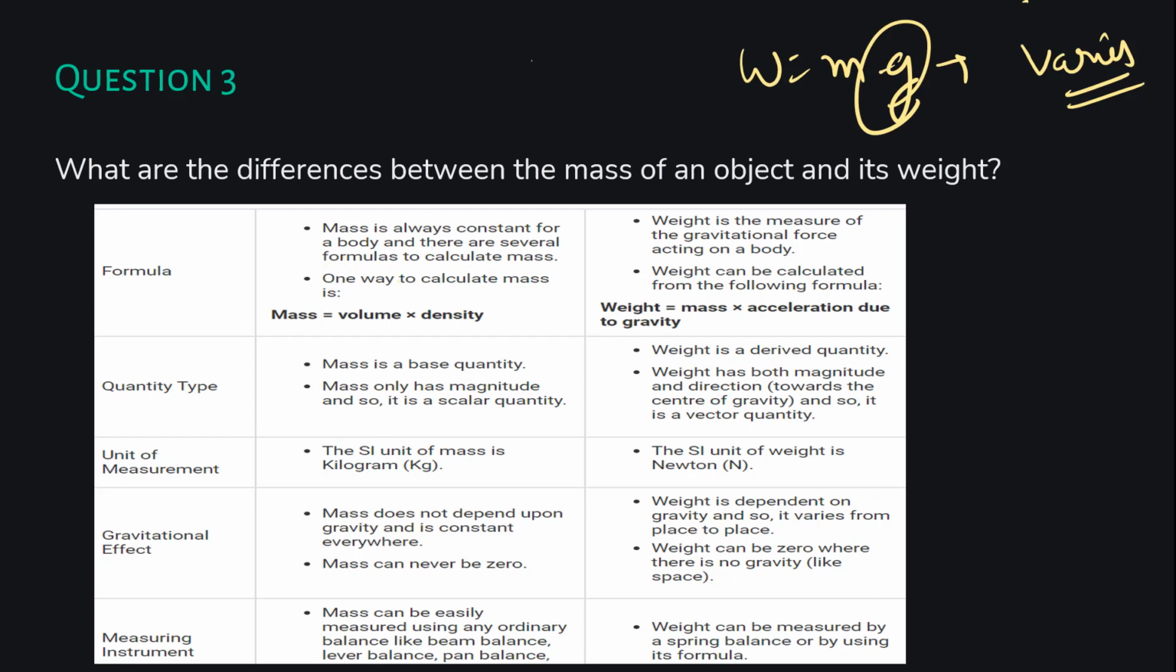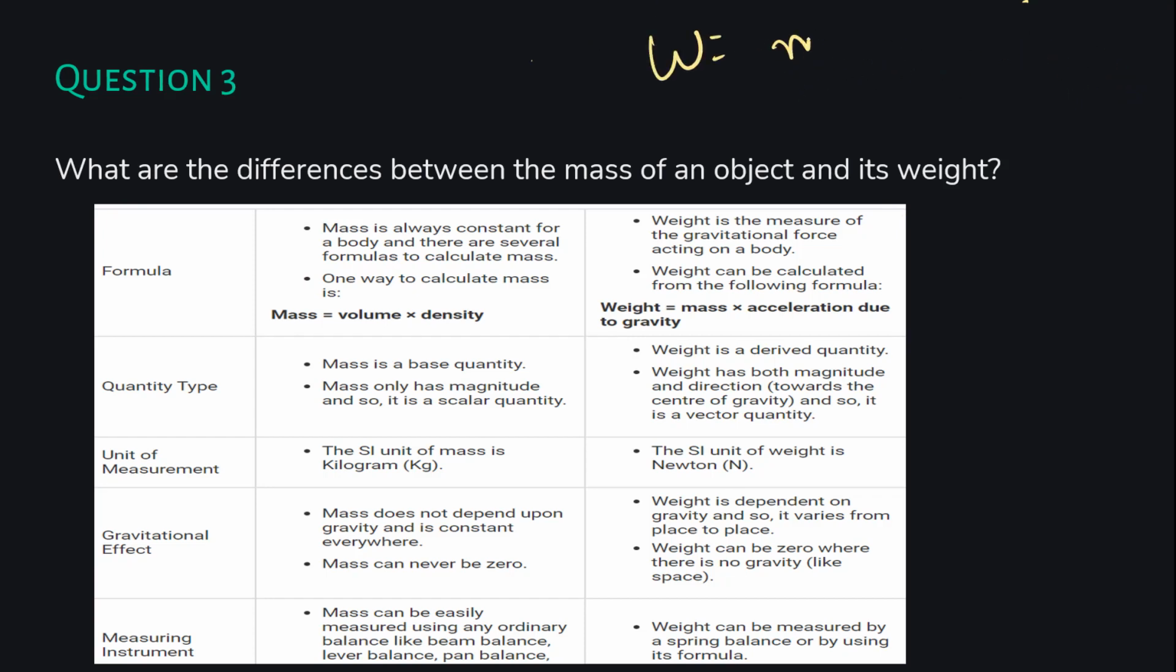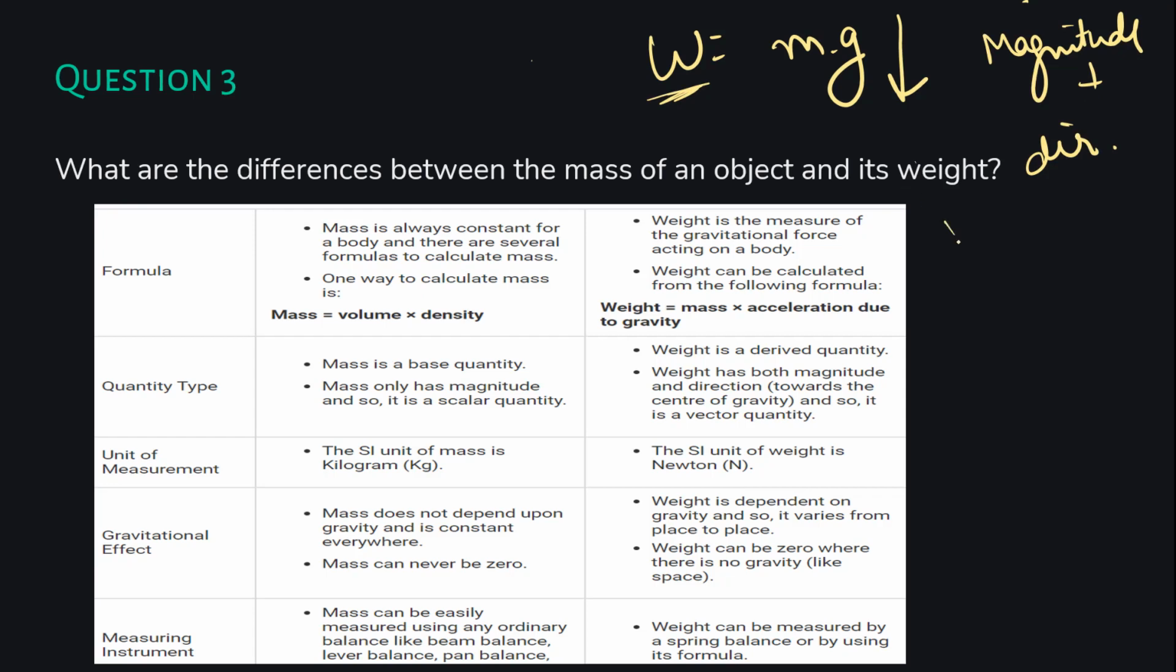So simply, mass is a scalar quantity, correct? Why is mass scalar? Because it doesn't have direction. And weight is equal to m into g. And g always acts in the downward direction. So weight has direction. What does that mean? That weight has magnitude as well as direction. And what does that mean? That weight is a vector quantity. Correct. What is the unit of measurement? SI unit of mass is kgs. And what is the SI unit of weight? SI unit of weight is newtons.